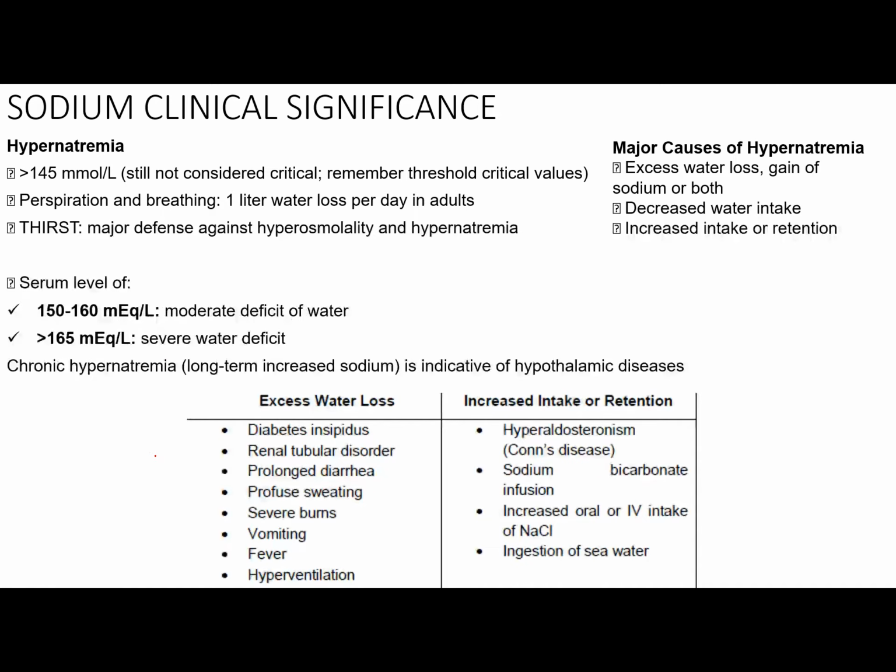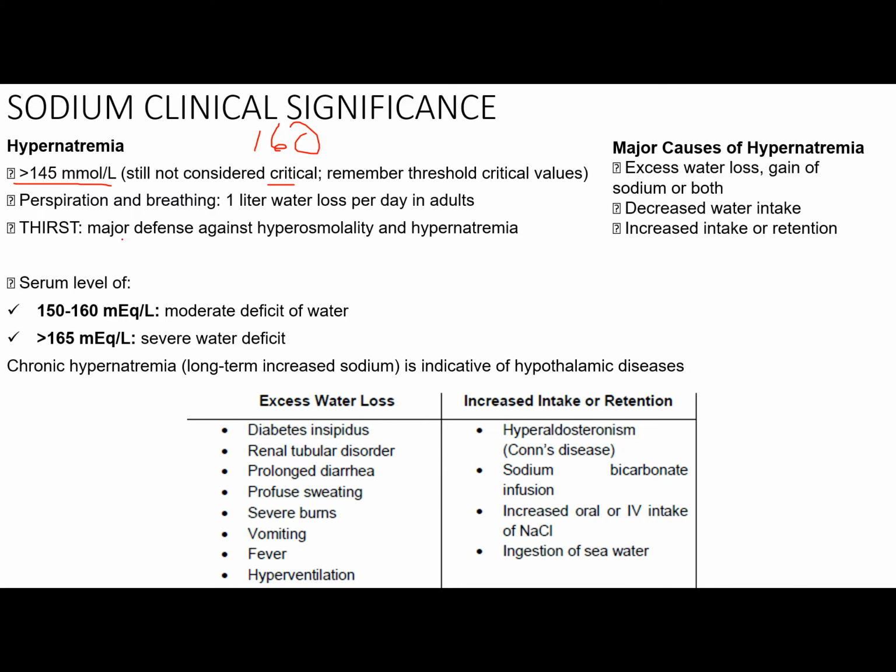Now, what are the clinical significance of your sodium? So there are two classes here, hypernatremia and hyponatremia. Let's start with hypernatremia. Hypernatremia class would occur if the sodium levels are greater than 145. But the level of 145 is still not considered critical. Di ba naalala nyo kanina, kailangan dapat nasa 160 siya to be considered critical. Then perspiration and breathing class, 1 liter water loss per day in adults. So if you undergo perspiration class and even by breathing in a single day, you would lose 1 liter.